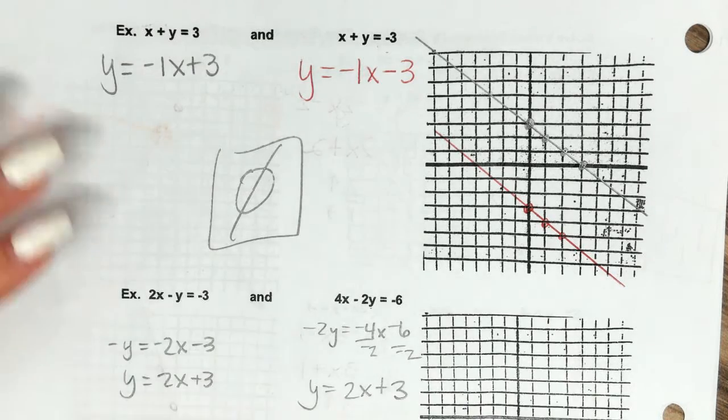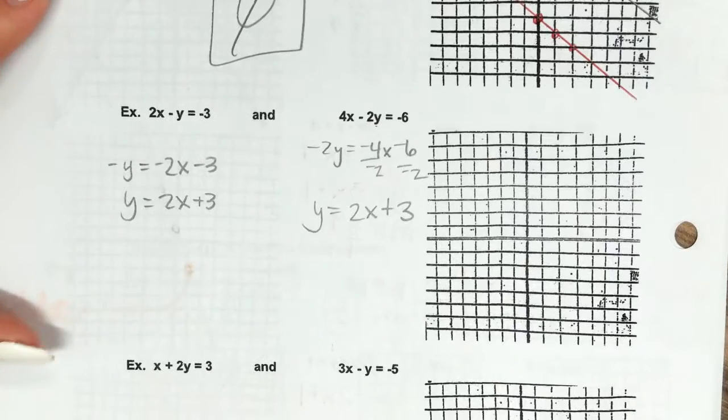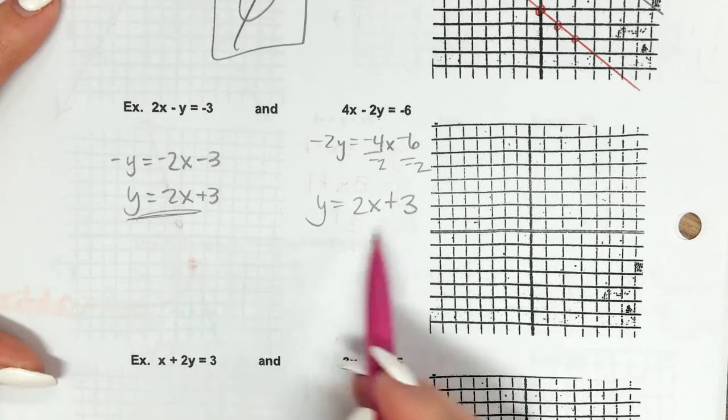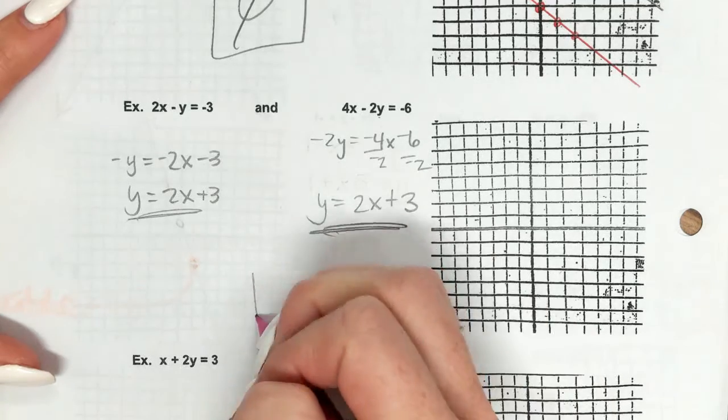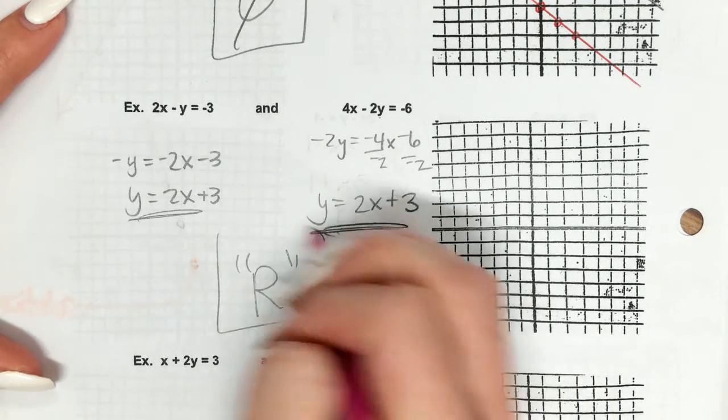Real quick, y'all don't have to do the next one, but look what happened when I rearranged them. They have the same slope and the same y-intercept. So when I graph them, they're literally going to be on top of each other, so my answer would be all real numbers.